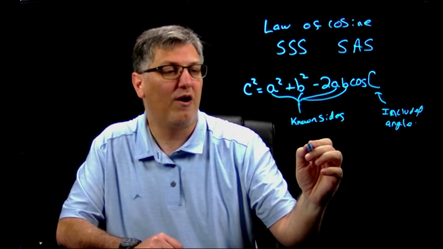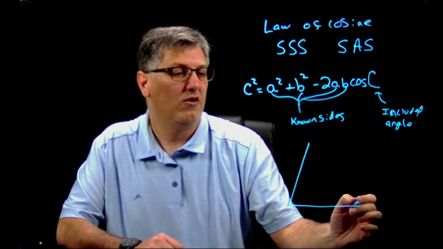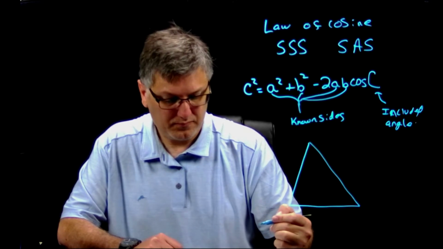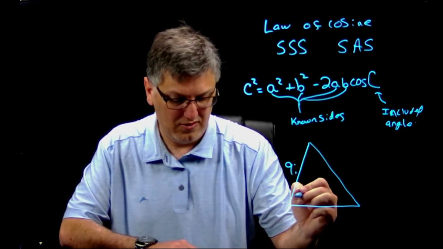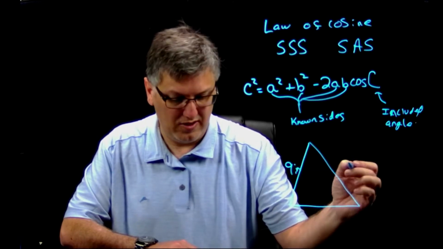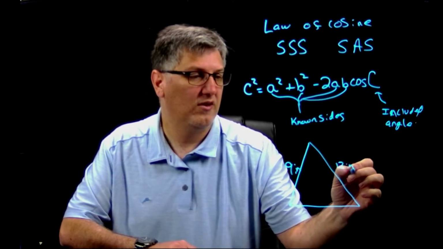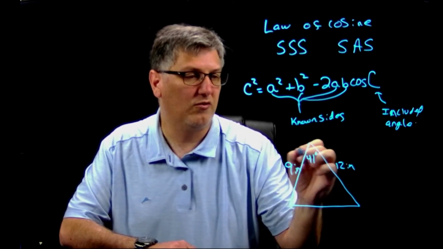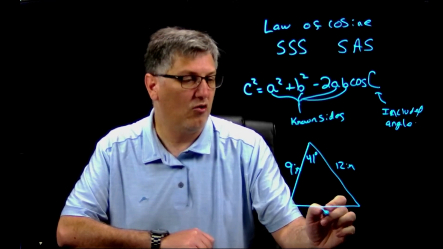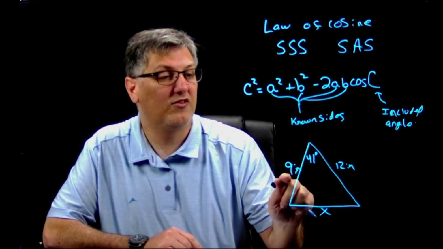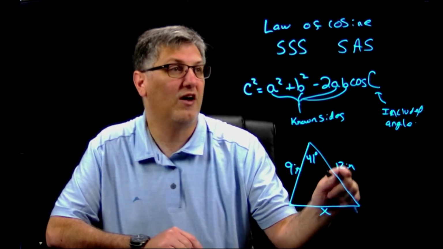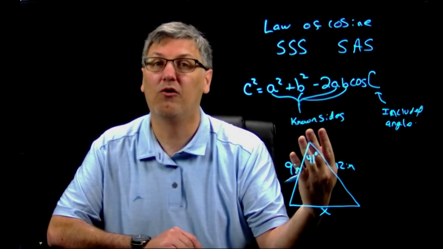So if I have a triangle, say this right here, and I tell you that this is 9 inches, and this one is 12 inches, and my angle is 41 degrees. And I want to know what this side is right there. Well, I'm going to look at this triangle and see, you know what, I have a side, I have an angle, and I have a side. Side, angle, side is going to tell me to use law of cosine.